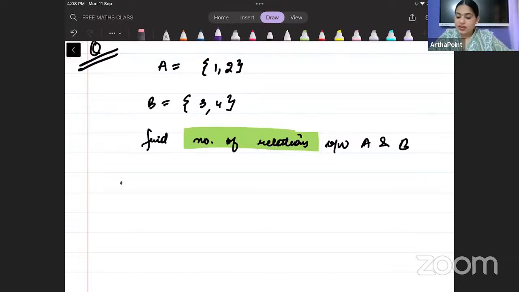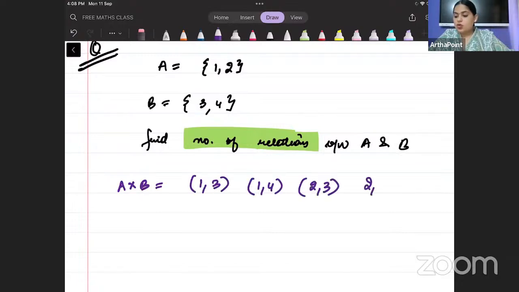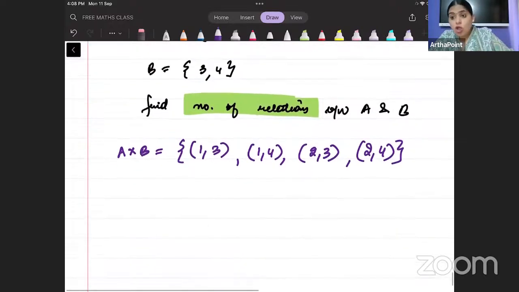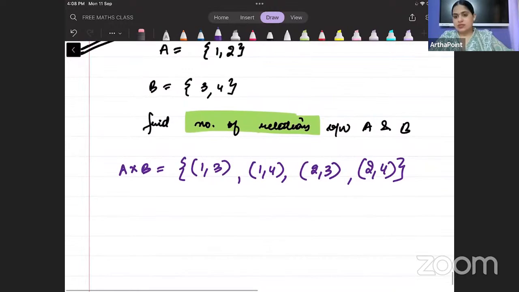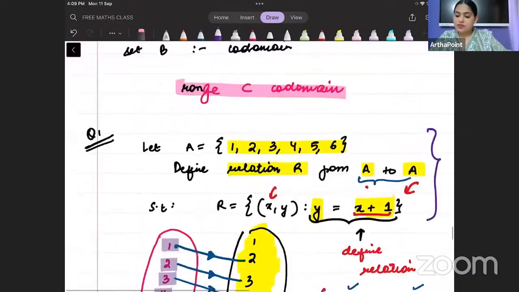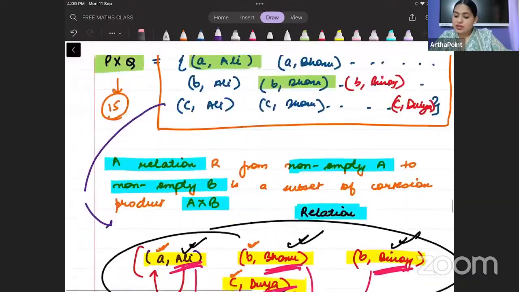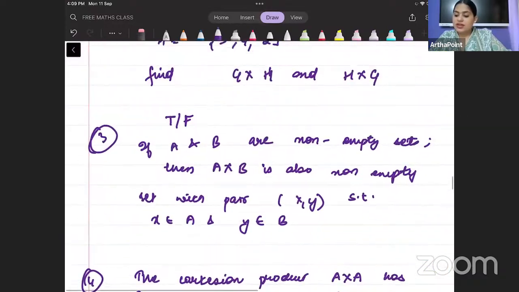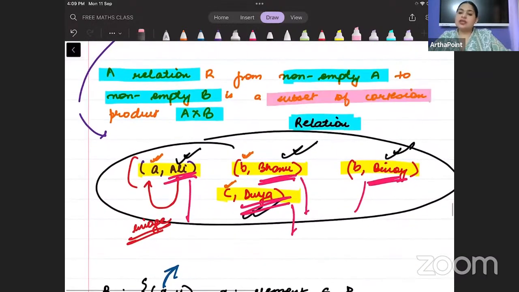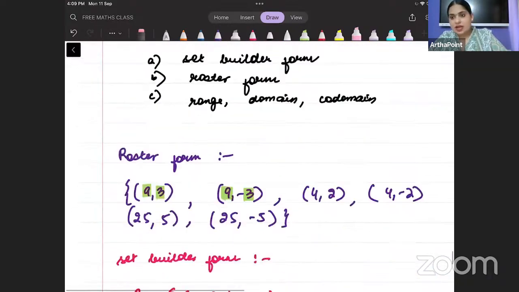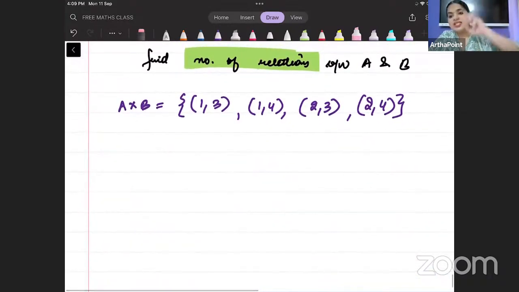If I just go ahead and do A cross B, A cross B will be (1,3), (1,4), (2,3), (2,4). This is my Cartesian product. I told you that a relation is defined as a subset of the Cartesian product. Do you remember the definition I gave you? Beta, we learned that a relation is a subset of the Cartesian product. यही तो हमने पढ़ा था. तो यहाँ पे मैंने Cartesian बना लिया. अब relation इनमें से कुछ भी एक subset हो सकता है.